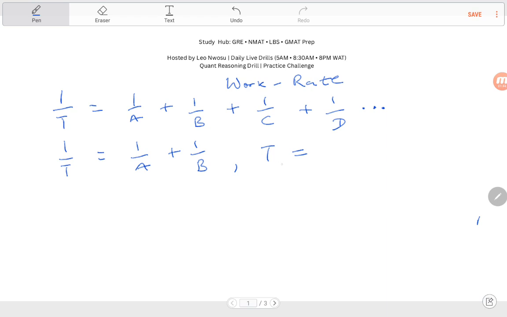So if you resolve this, because at some point we are going to have 1 over T equals B plus A over AB. If you resolve it, turn it upside down, you get to this point, T equals AB over A plus B. Remember, these are working in the same direction. So that is synergy.